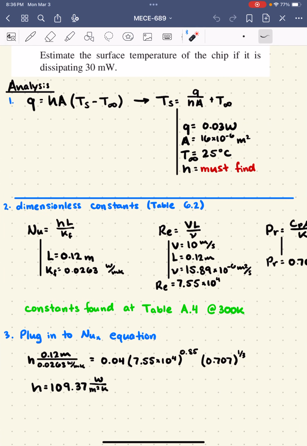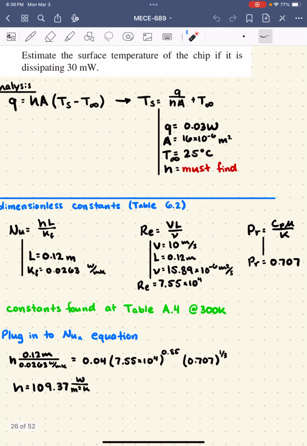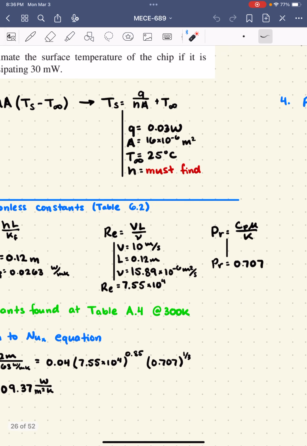In table 6.2, we're given these dimensionless constants, what the values are, what the equations are for each of these, where we have the Nusselt number is equal to HL over KF, where H is what we're looking for. Reynolds number is equal to VL over nu, and the Prandtl number is equal to this expression here, but we can also find it in table A4 in the appendix.